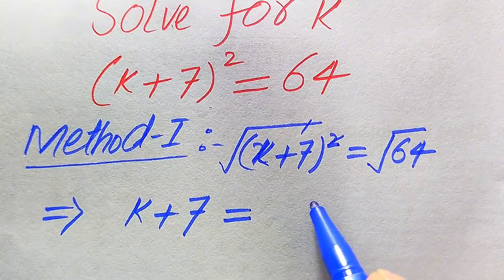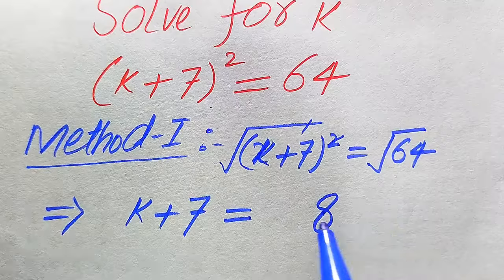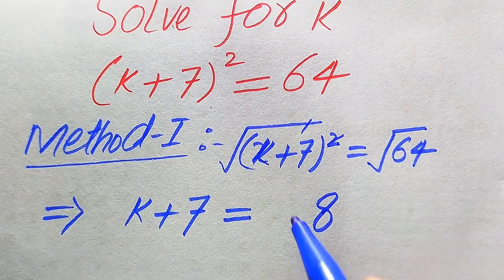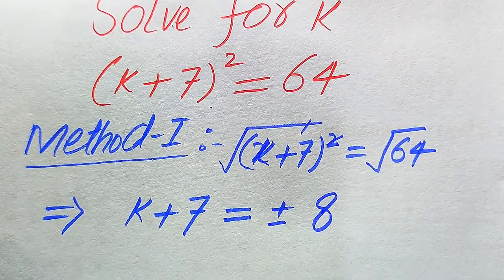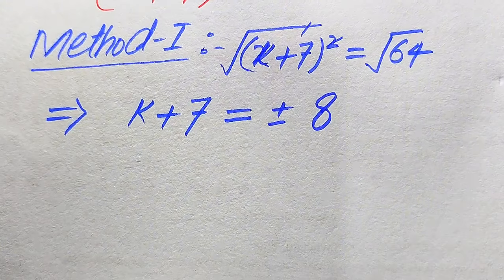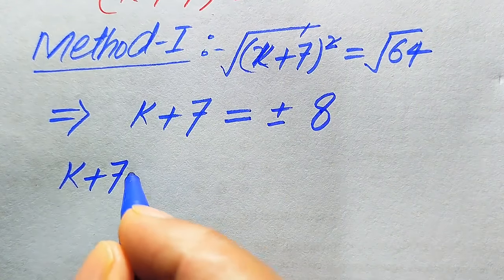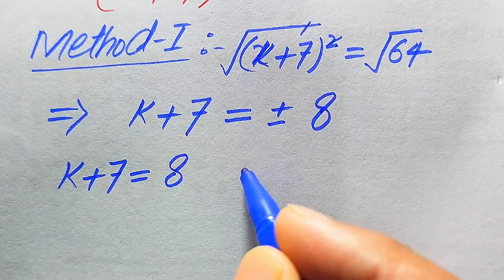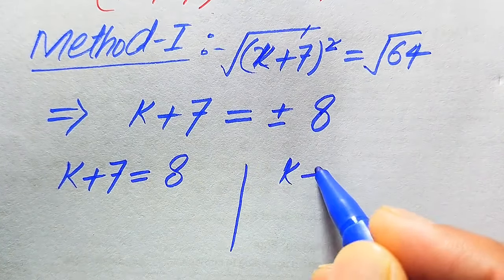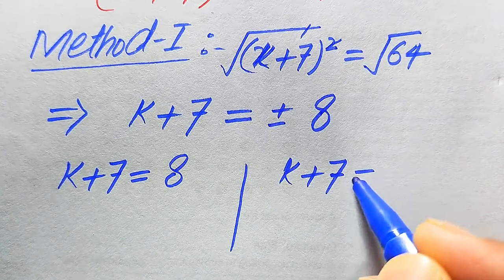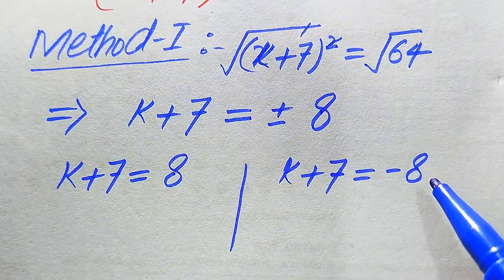So the square root of 64 becomes 8, and you know that when we apply the square root on both sides, we write a plus-minus sign on one of the sides. Now we divide this equation into two cases. The first case is k + 7 = +8, and the second case is k + 7 = −8.